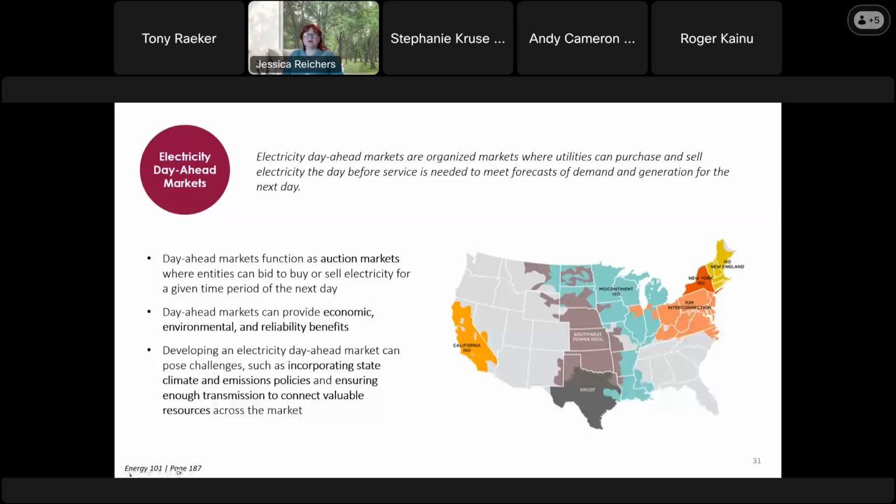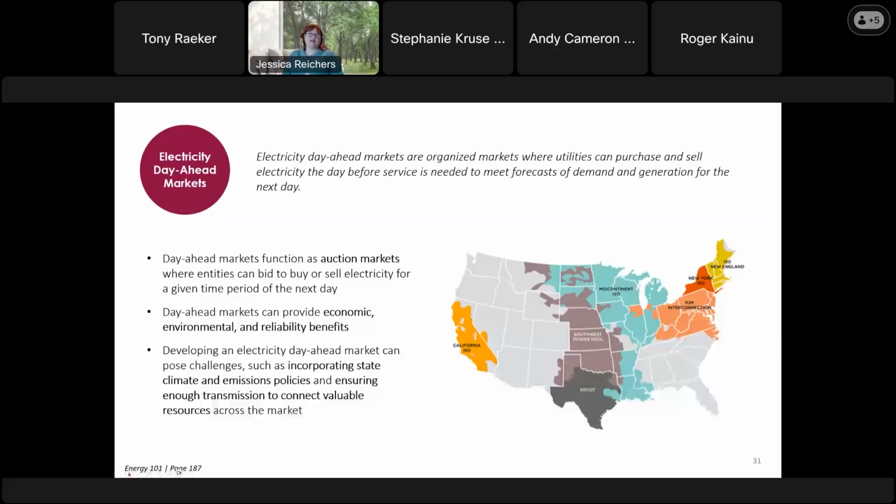It can also potentially improve grid reliability by enabling a larger pool of available resources to meet electricity demand needs. But of course, there are also some challenges to joining these markets. One of these is that these markets have to integrate different states' climate and carbon emissions policies and tracking mechanisms, which can be very different and diverse.